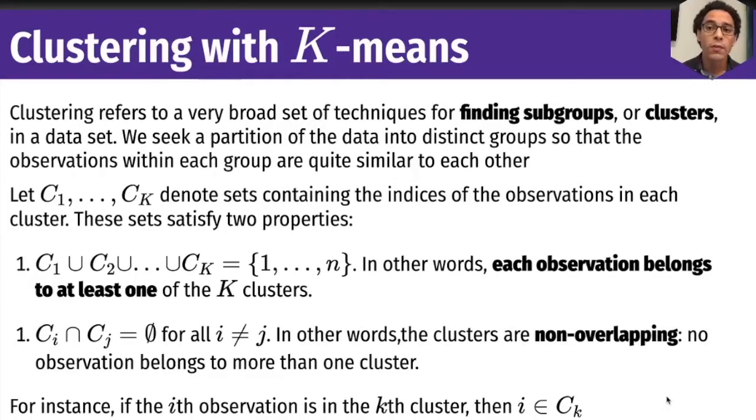In creating these different clusters, we basically want to satisfy two properties. The first one is that each observation belongs to at least one of the clusters, at least one of the groups. And the second one is that those clusters are non-overlapping. That means that no observation belongs to more than one cluster.